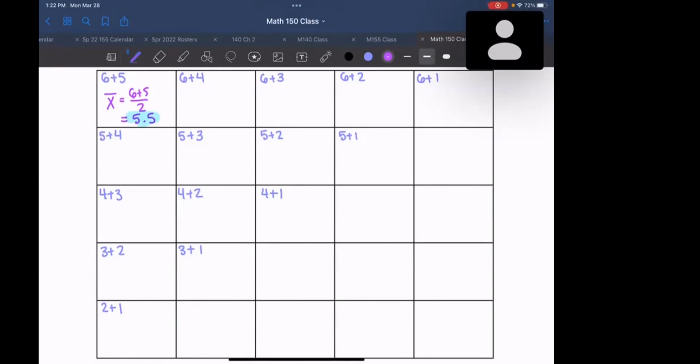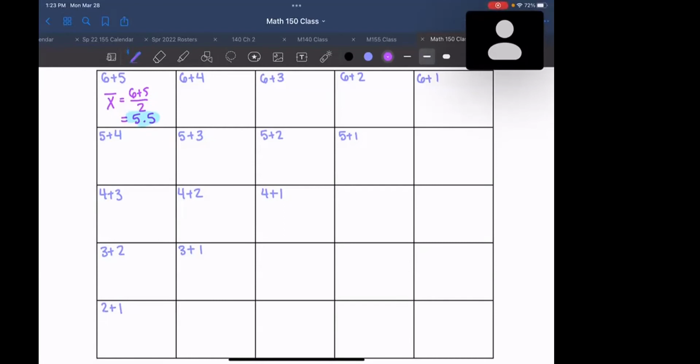This side of the class from TJ over, start on the top row. This side of the class and over, start on the bottom row and go up. So top row go down, bottom row go up.